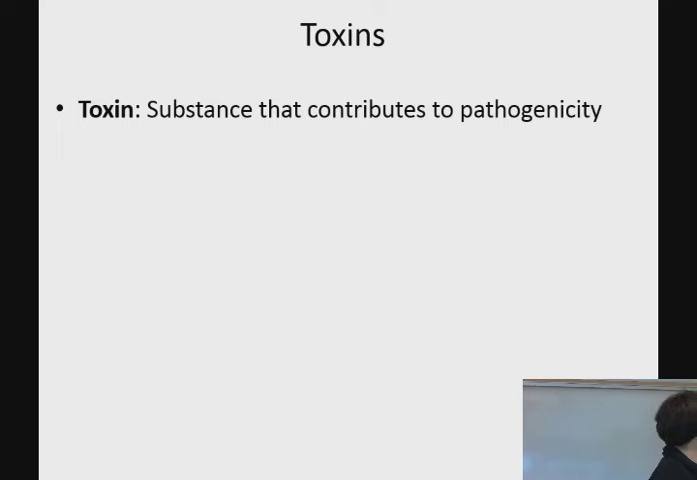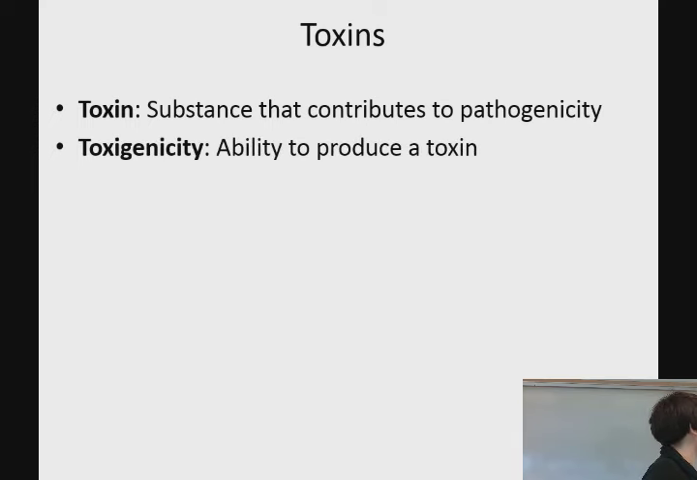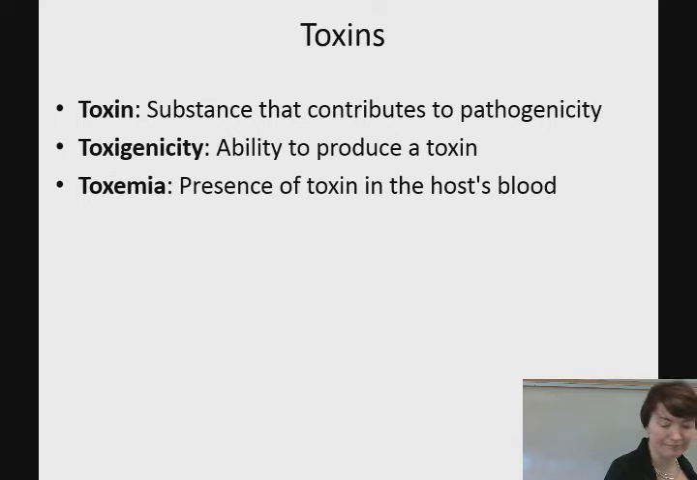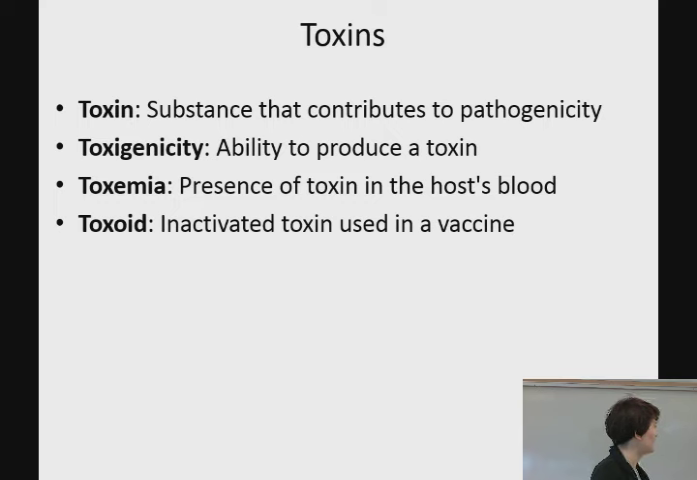So here's just some definitions you need to know. A toxin is defined as a substance that contributes to pathogenicity. That's sort of a circular definition. Toxigenicity is the ability to make a toxin. Toxemia is if you find this toxin in the blood of the host.